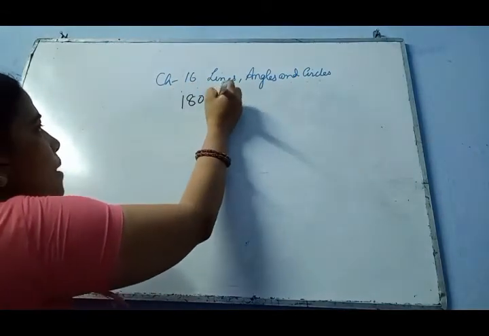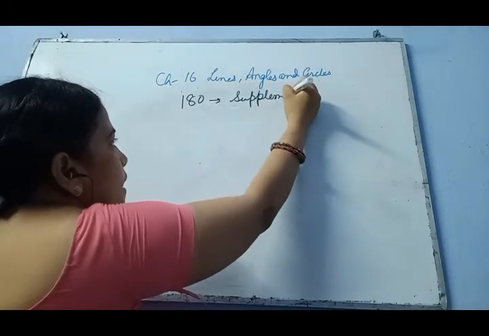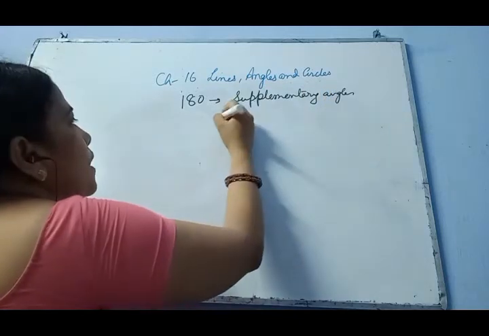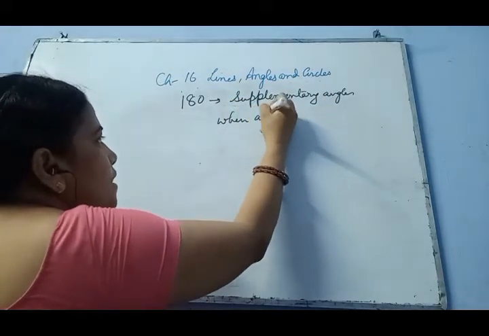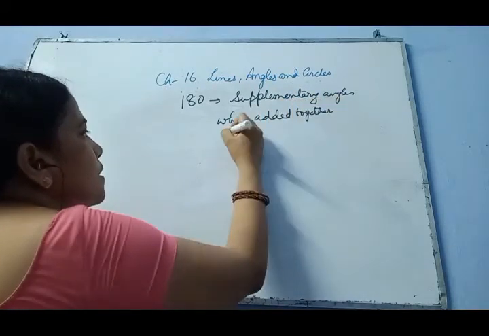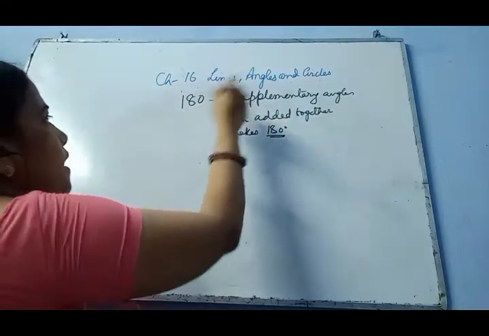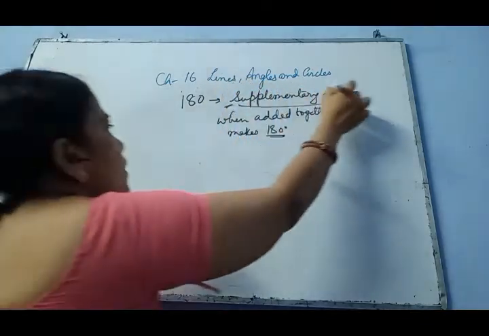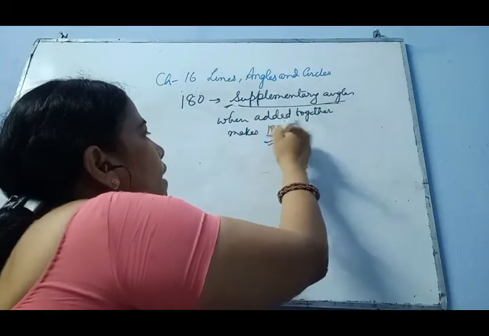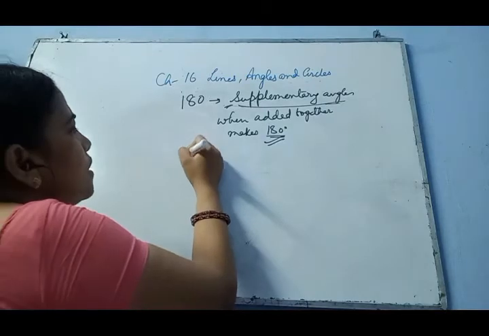Okay, so supplementary angles, when added together, make 180 degrees. Then that is a supplementary angle. Angles that, when added together, make 180. Now suppose the angle is 60 degrees.